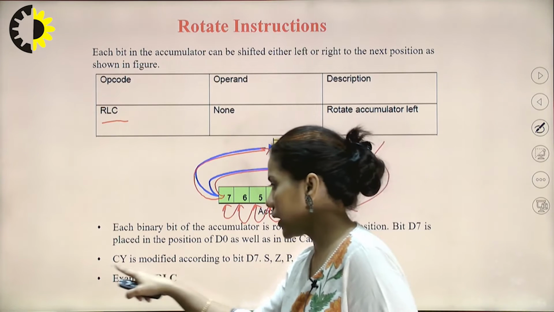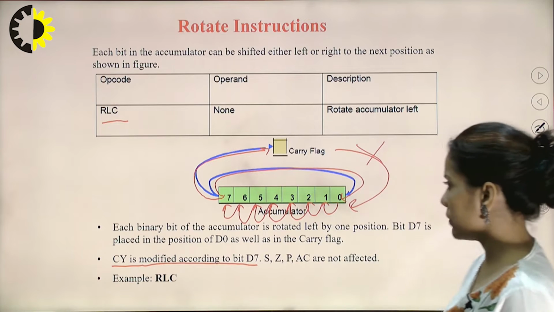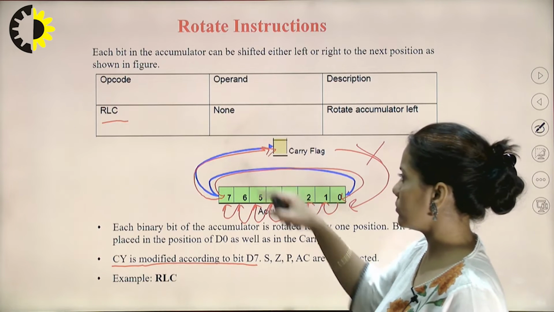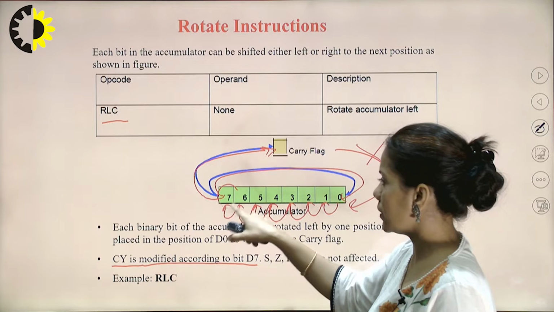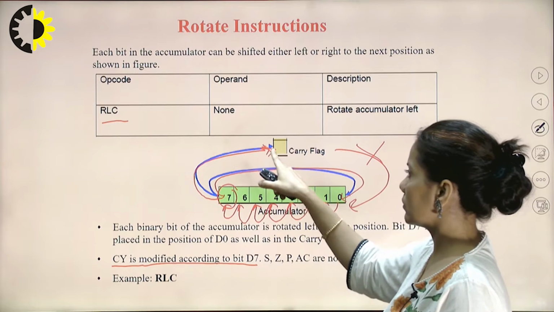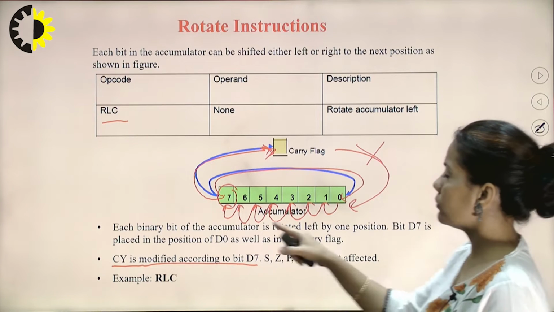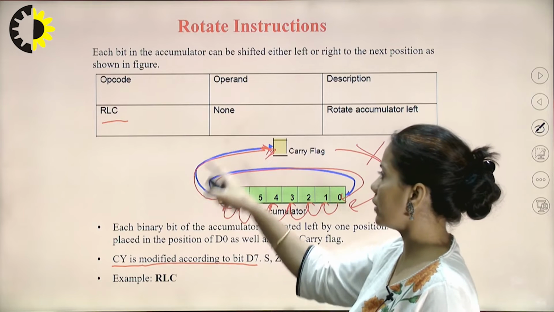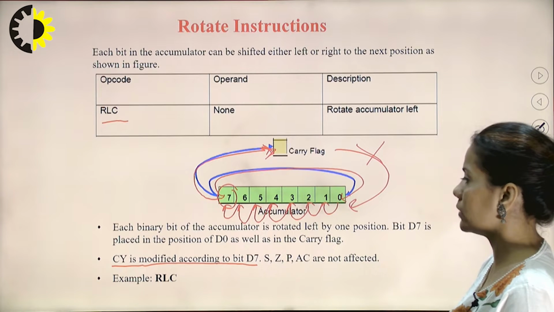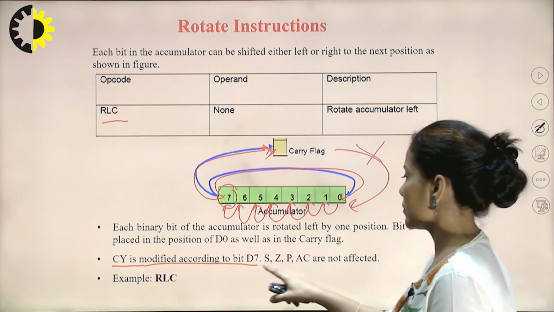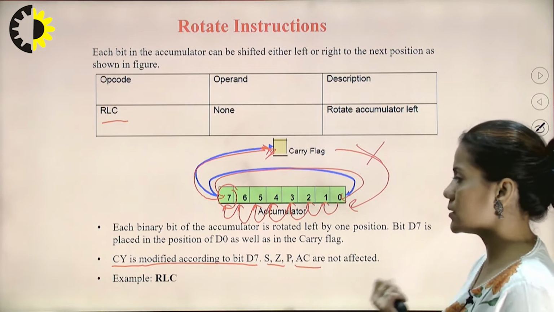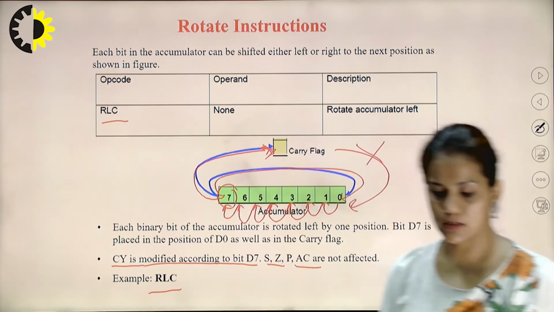Here the carry is modified according to bit 7. As seen from the figure, the MSB will change the carry. Whatever is the bit in the MSB, that will be copied to the carry, and so the carry will be changed. Sign, zero, parity and auxiliary carry are not affected. Example is RLC.